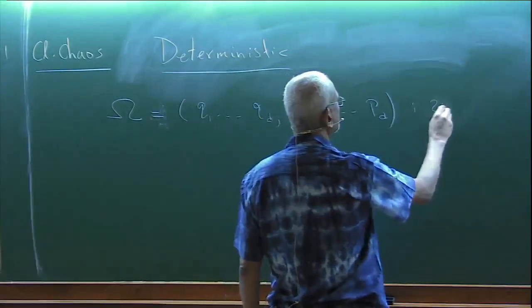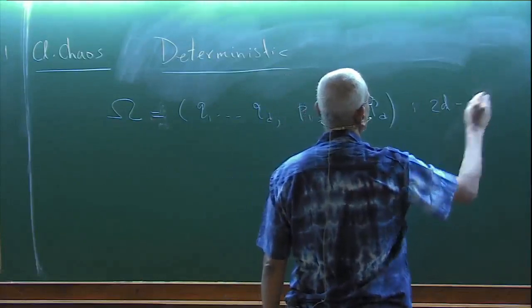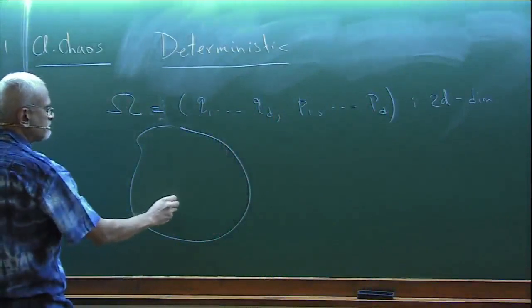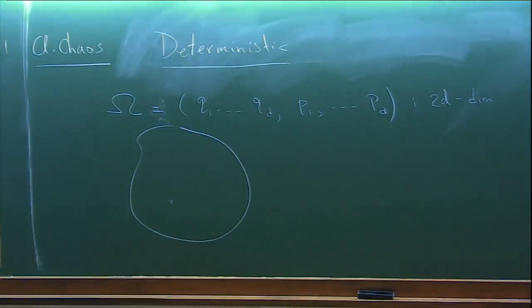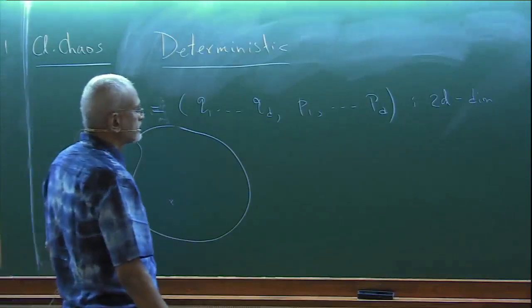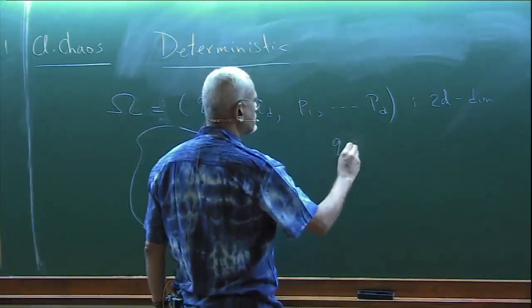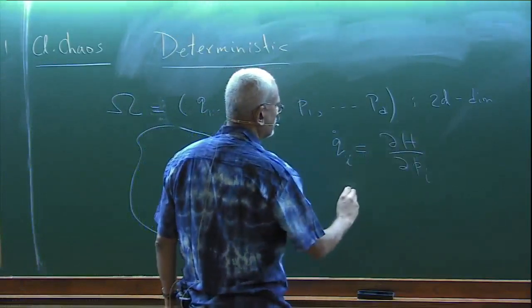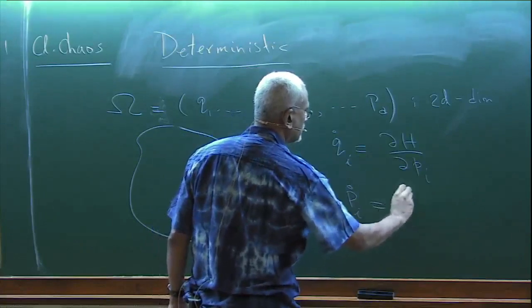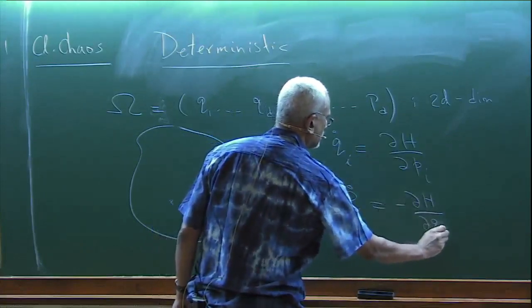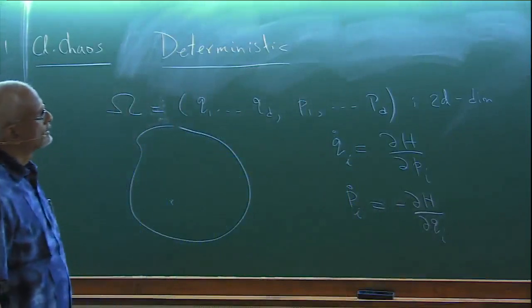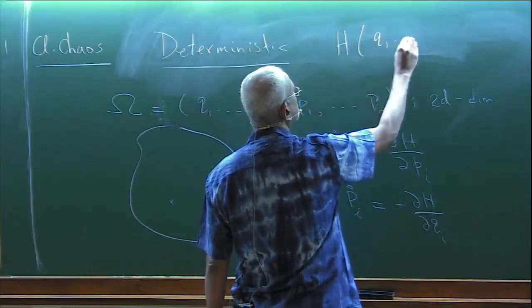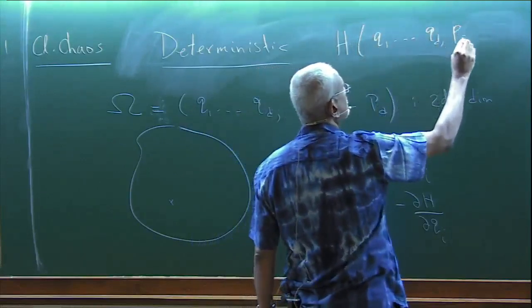It's a set of all points in this 2d-dimensional phase space. That's our phase space, and every point on this is a point in phase space in this 2d-dimensional space. These points evolve according to Hamilton's equations of motion. First of all, there is a Hamiltonian, which is a function of all of these: q1 to qd, p1 to pd. So it's just one scalar function there.